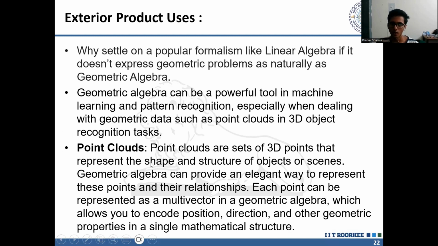For example, point clouds. Point clouds are sets of 3D points that represent the shape and structure of objects or scenes. So, for example, in image recognition, these provide an elegant way to represent these points and their relationships. Each point in the image can be represented as a multivector in geometric algebra, which allows you to encode position, direction, and other geometric properties in a single mathematical structure. So for robotics and 3D computer vision, this is really important.